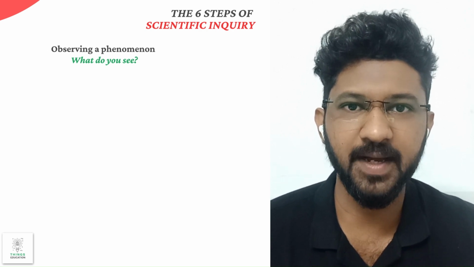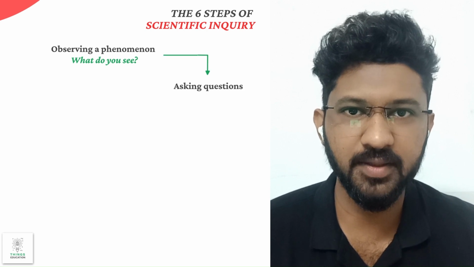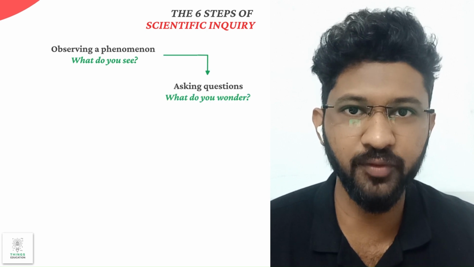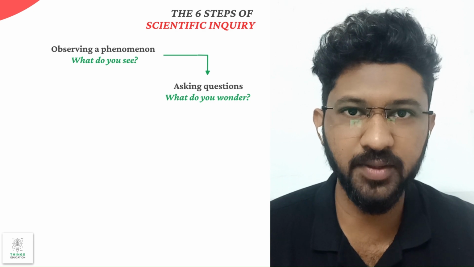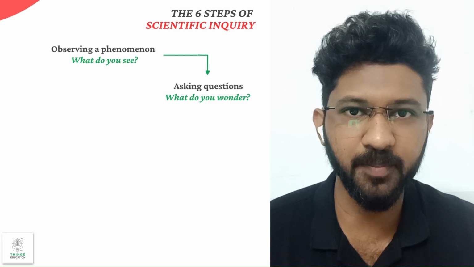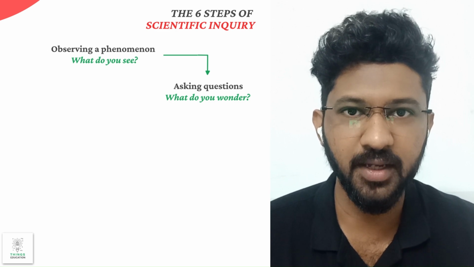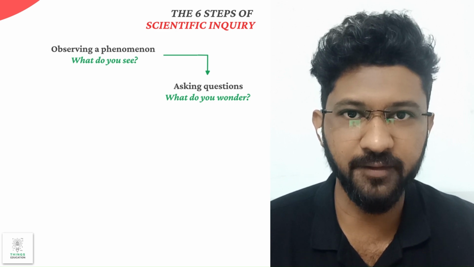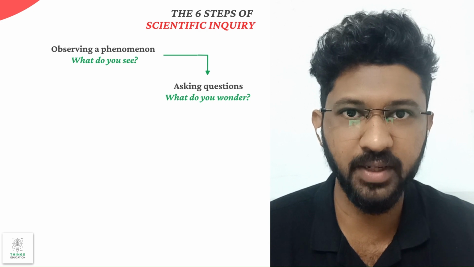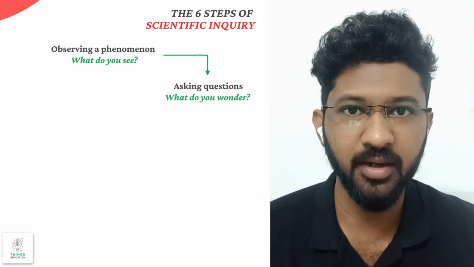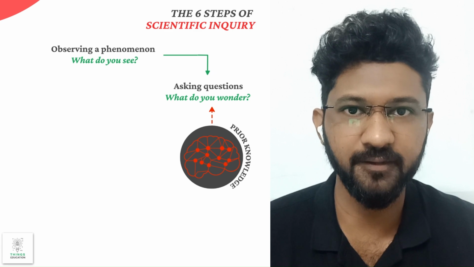The second step is asking questions. We ask the students, what do you think or what do you wonder about the observation? At this point, the students start to formulate possible explanations for the observations that they have made. And in this process, they are thinking about the different components of the phenomenon that they have observed, and they try to make connections with the prior knowledge that they already have.